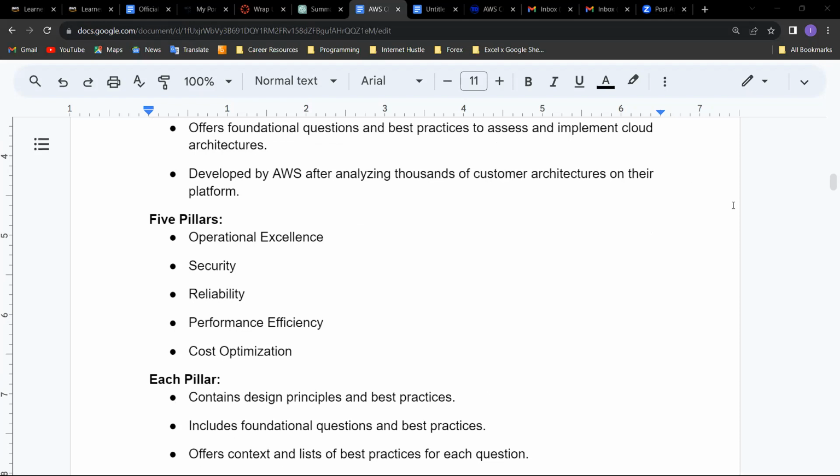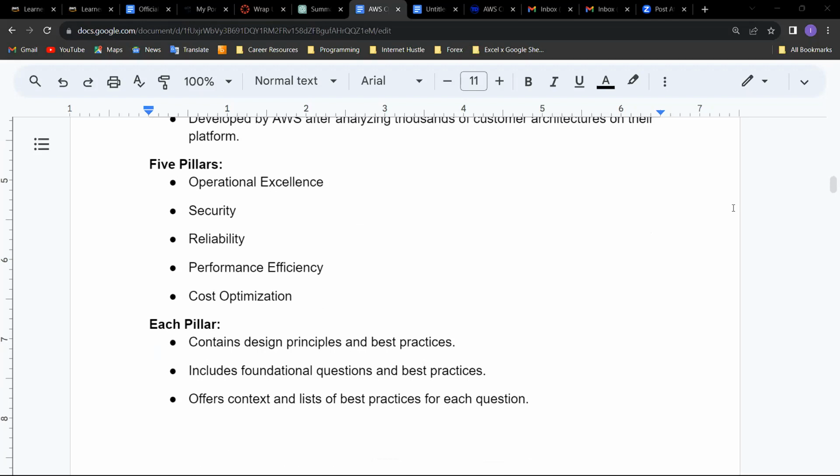And each pillar contains design principles and best practices. It also includes some foundational questions, and then offers context and a list of best practices for each question.